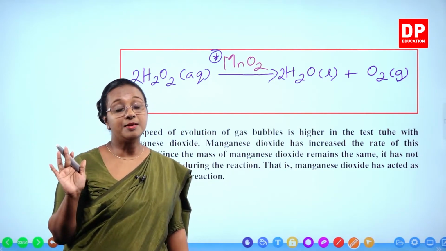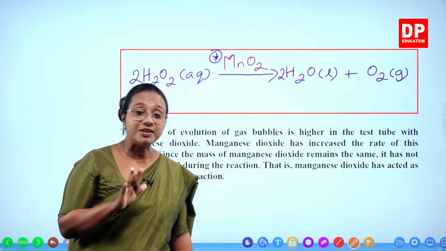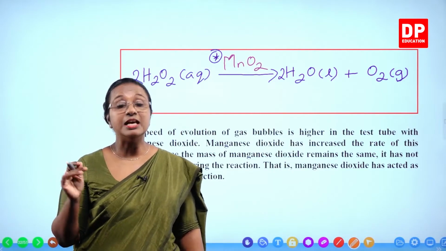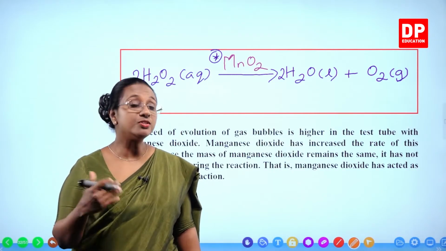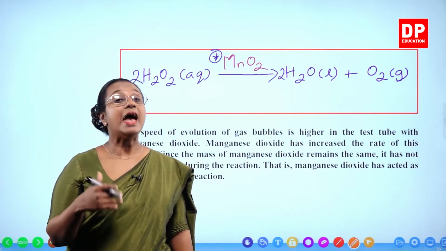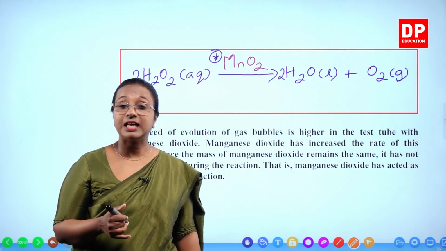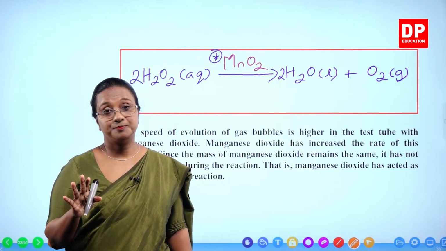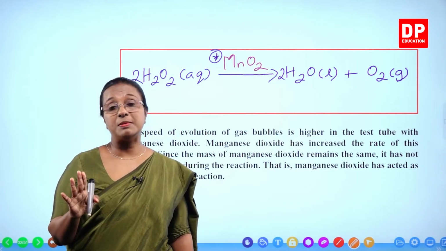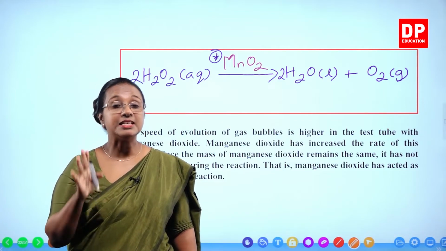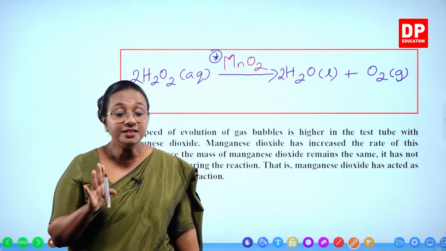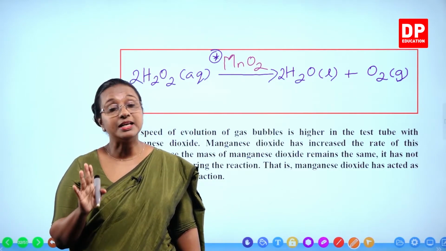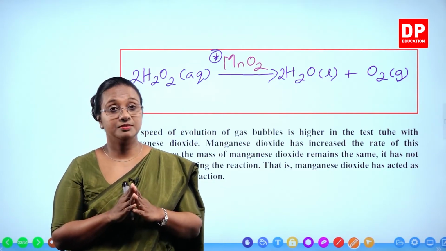That is very important. You can have a reaction that takes place at room temperature very slowly. If you heat it, the rate of reaction will increase. At the same time, if you add a catalyst, then also the rate of reaction will increase. So you have to remember, students, a catalyst is a substance that increases the rate of reaction without being chemically consumed during the reaction.